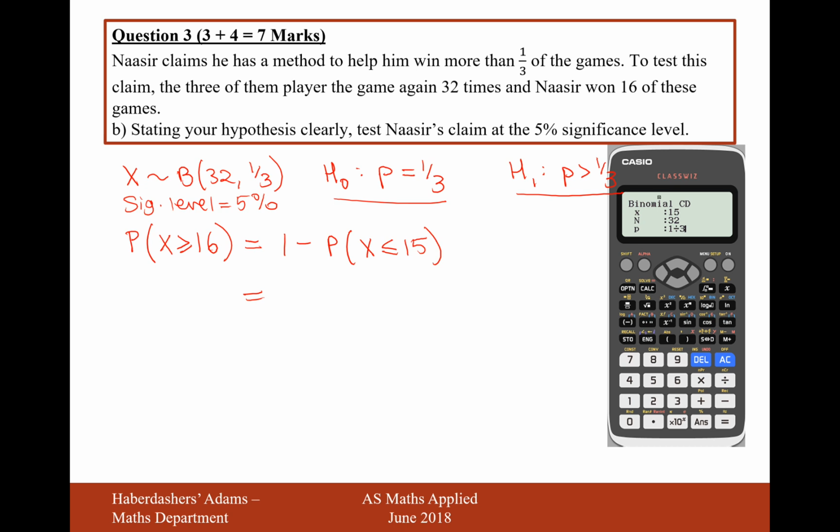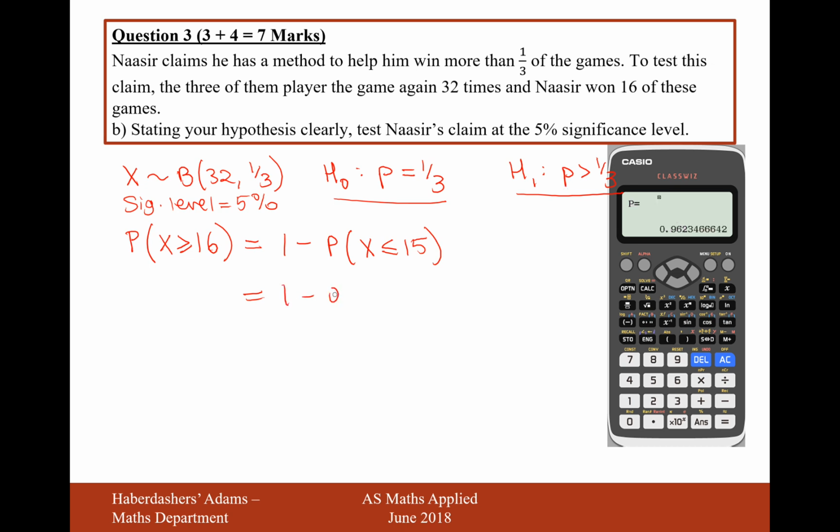more than 5% chance that Nazir has won these 16 games out of 32 just by chance, with the probability still being 1/3. And we're looking for that probability to actually be less than 5%, because when Nazir has less than 5% chance of winning these games by chance, we think, well, less than 5% chance of winning 16 games or more, that's very, very unlikely, so it must be the case that the alternative hypothesis is true. So let's see what this probability comes out to give us.